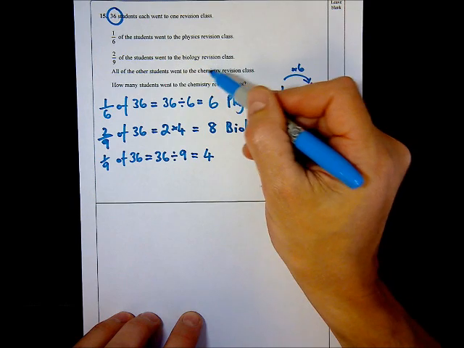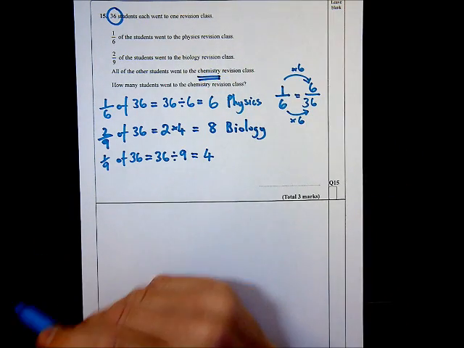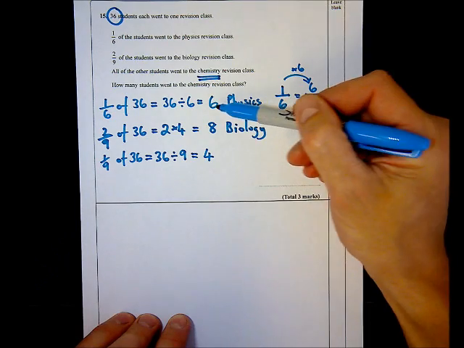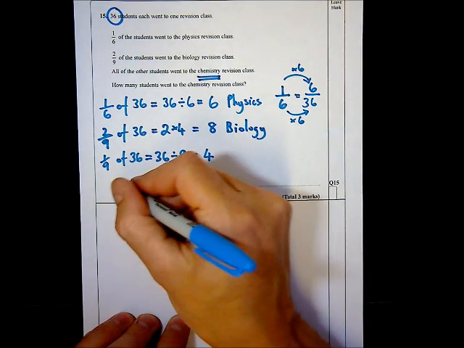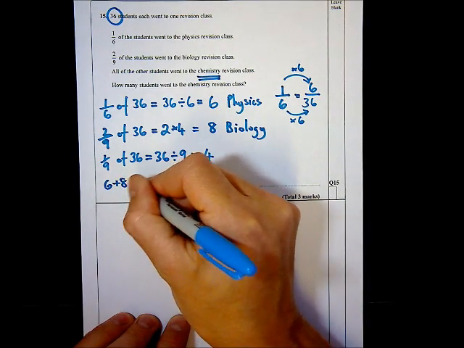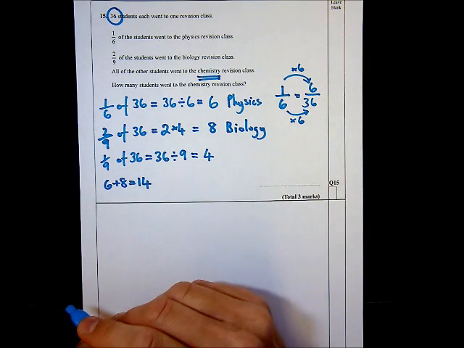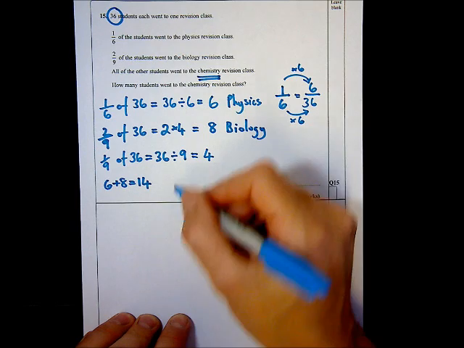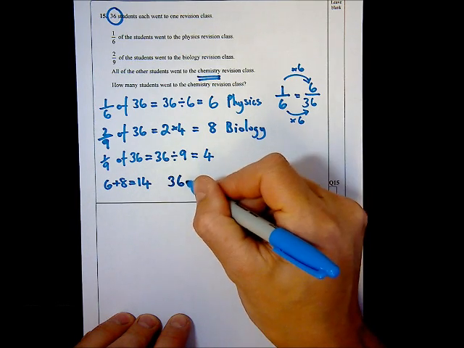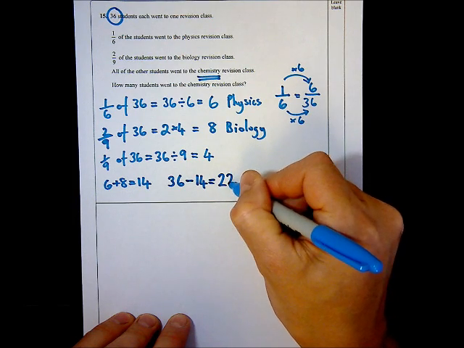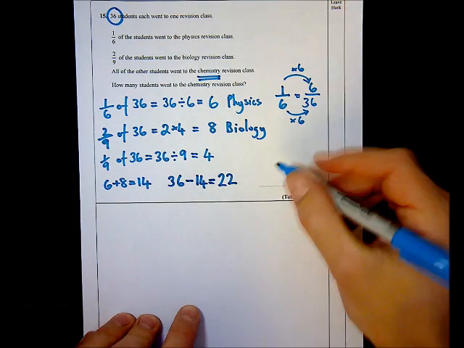All of the other students went to the chemistry revision class. So everyone who's left went to chemistry, and I'm asked how many went to chemistry. Well, if I've got 6 at physics and 8 at biology, that gives me 14 students at either physics or biology, and therefore at chemistry I'd have the difference between 36 and 14, which would be 22 students. So there are 22 students who went to chemistry.